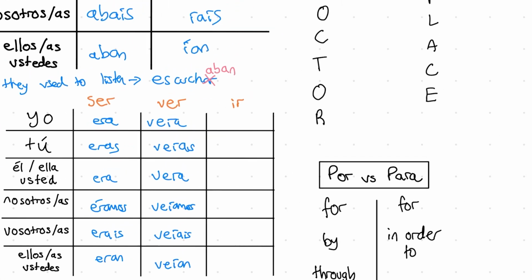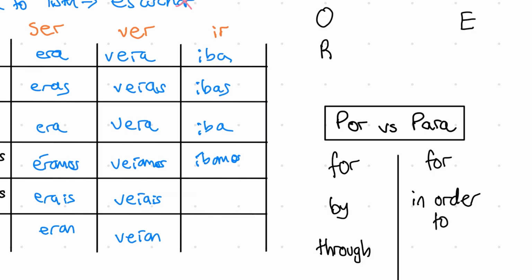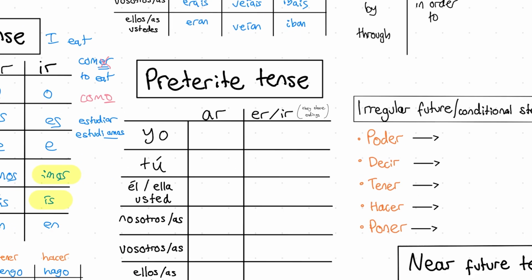And then lastly, ir, we have iba, ibas, etc. So iba is the same, ibamos, with the accent on the I, ibais, and iban, they like went or they used to go. Okay, moving on to the other past tense, which is the preterite.